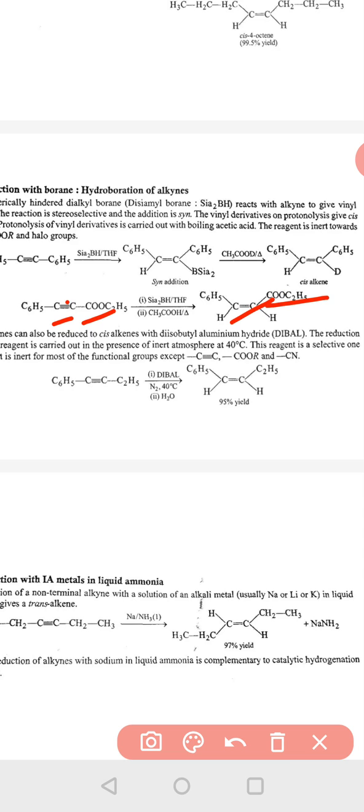Alkynes can also be reduced to cis alkene with diisobutyl aluminium hydride. The reduction with this reagent is carried out in inert atmosphere at 40 degrees centigrade. This reagent is again a selective one because it also is inert for most of the functional groups. So we can safely use this reagent, that is diisobutyl aluminium hydride, if some other functional groups are also present in the compound.